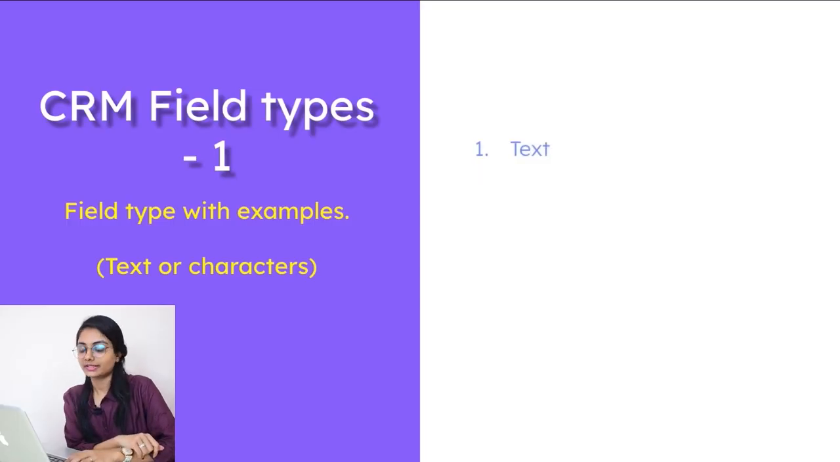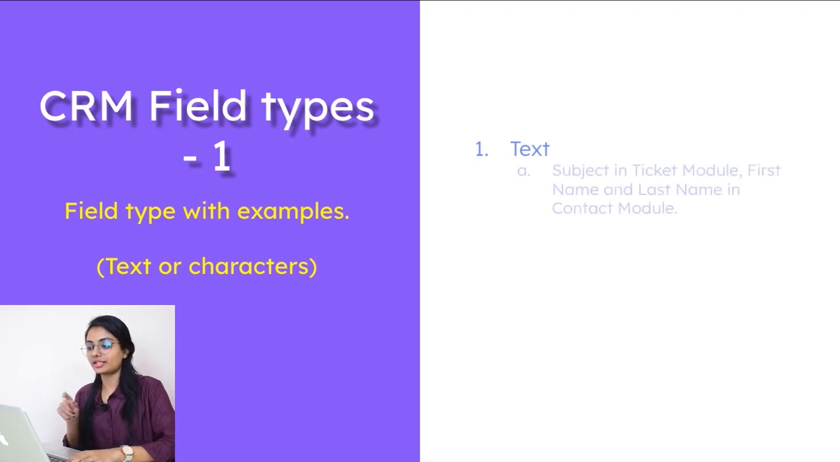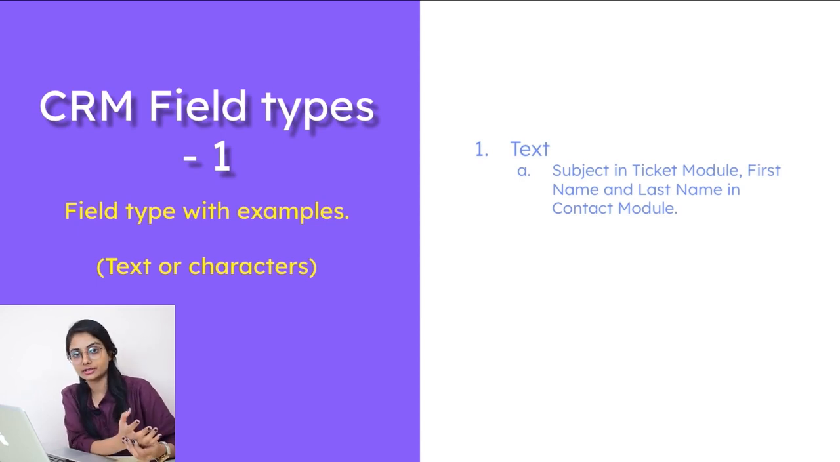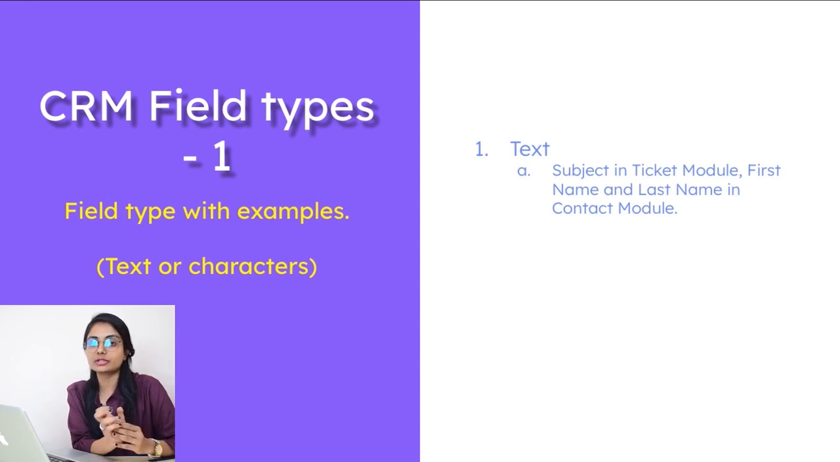So, first is text type. Now, where can you use text type? You can use it in the subject in the ticket model, or the name of the lead, the first name or last name of the contact. So, these are all the text input types where you can give any text input. What does the text input type look like? Let's go ahead and see that.